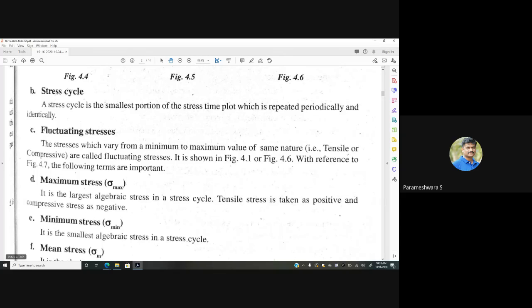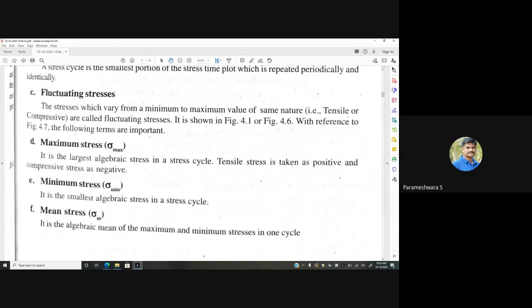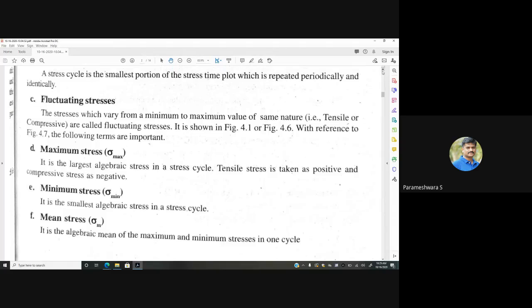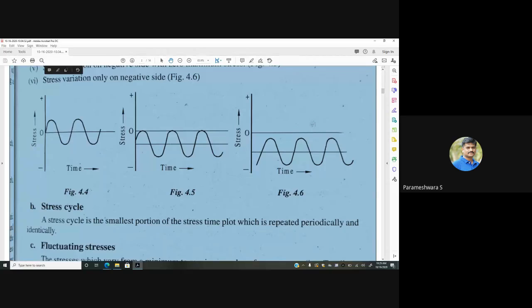And the maximum stress, that is sigma max, is the largest algebraic stress in a stress cycle. In case of tensile stress, it is taken as positive, whereas in case of compressive stress, it is taken as negative. Then minimum stress is the smallest algebraic stress in the stress cycle. So what is the stress cycle? This is the stress cycle that we have indicated. Positive, negative, like that, the load is acted on the body. Repeated load.